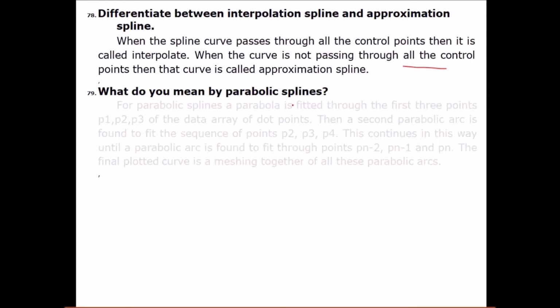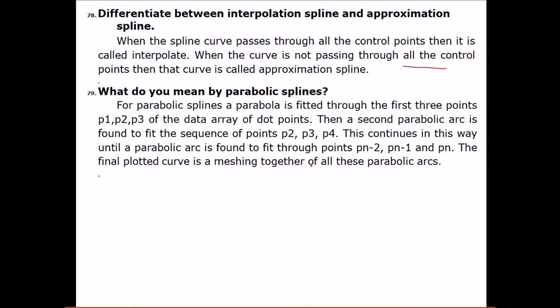What do you mean by parabolic splines? For parabolic splines, a parabola is fitted through the first 3 points P1, P2, P3 of the data array of dot points. Then a second parabolic arc is found to fit the sequence P2, P3, P4. This continues in the same way until a parabolic arc is found to fit through Pn-2 to Pn.